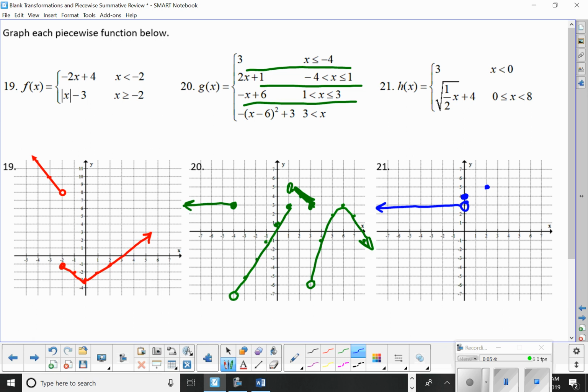Okay. Now then I'm going to go right 8, which gets me all the way out here, because that's where it is. And 1/2 of 8 is 4. The square root of 4 is 2. Plus 4 puts me at 6, which is also going out 8 up 2. And this is going to be an open point at that spot. And boom. There I have it.